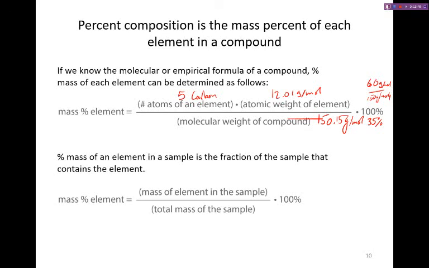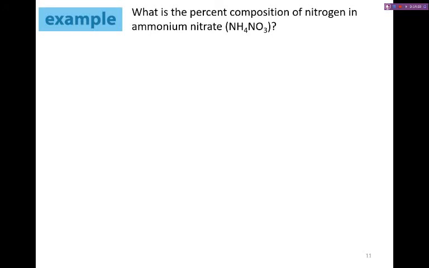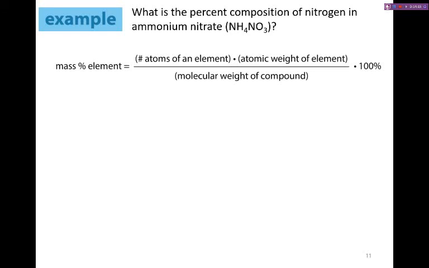And we can also find the mass percent if we know the mass, or the fraction of that sample within the total. To show you what that looks like in two different cases, here's a sample problem. If we're given ammonium nitrate, we want to know what's the percent composition of nitrogen. We can use this equation where we multiply the number of a given element times its atomic weight and divide by the total molecular weight of the compound.